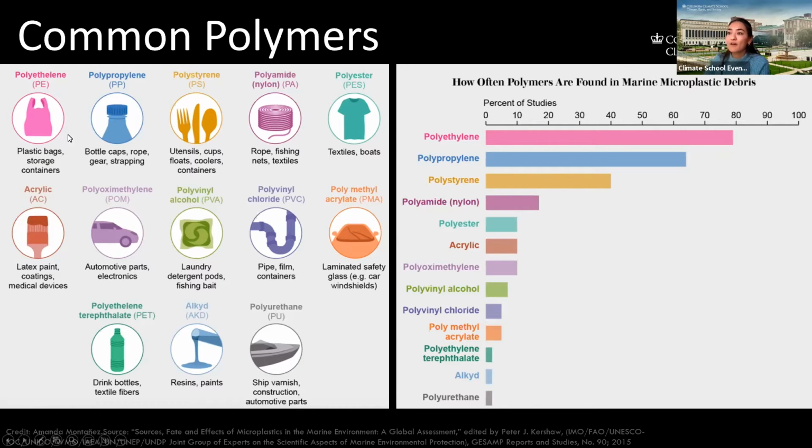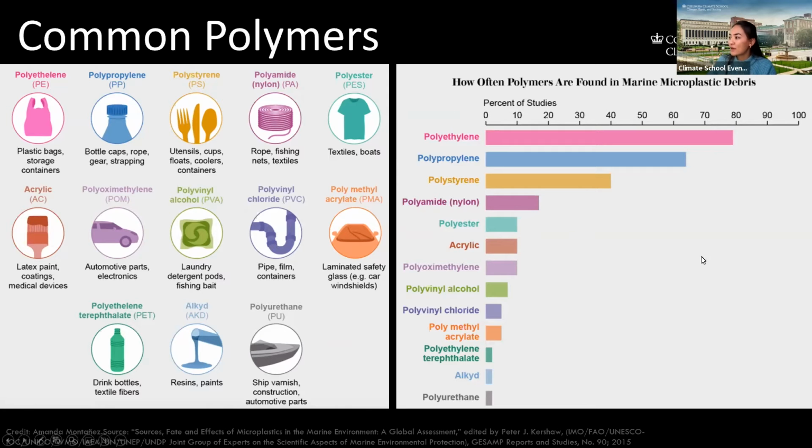So the most popular by far is polyethylene. This type of polymer is used to create plastic bags, storage containers. Next would be polypropylene, bottle caps, ropes, gears, strapping equipment, all is created from polypropylene. Polystyrene, also known as styrofoam, creates takeout containers and utensils. We have polyamide, which is nylon. Rope, fishing gear can be made out of nylon. And then polyester, which is used to create textiles. So these are some of the most common forms of plastic polymers.